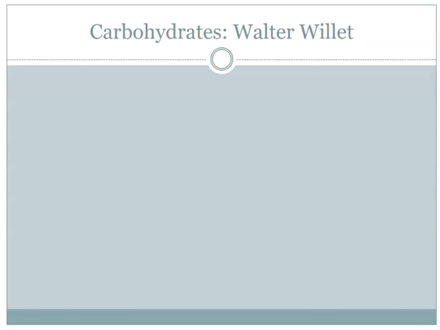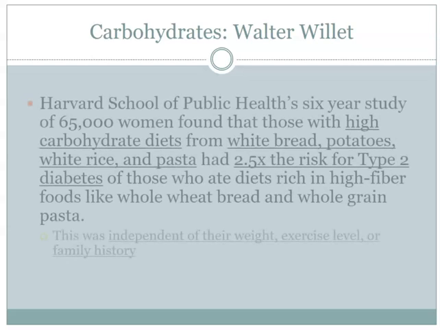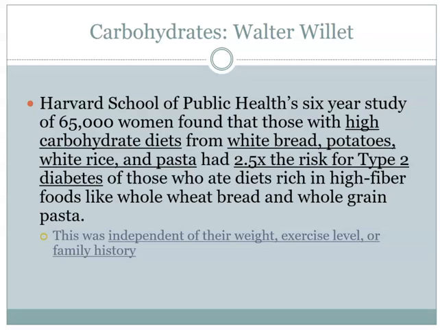Okay, what does Dr. Walter Willett say when we eat a lot of white carbohydrates and we're lacking in fiber? So this is a review from the chapter that you recently read. There was a study with 65,000 women, and they said this was independent of their weight, exercise level, or family history. But these women who consumed a lot of high carbohydrates from white bread, potatoes, white rice, pasta, had a big increase in the risk for type 2 diabetes compared to those who are eating higher fiber foods like whole grains. So the word whole is really important. Whole grain, whole wheat when consuming it and looking for carbs.